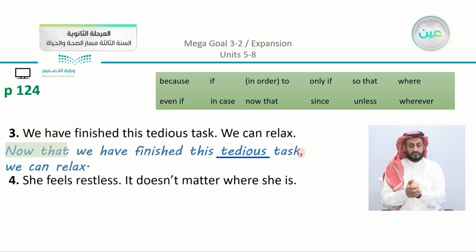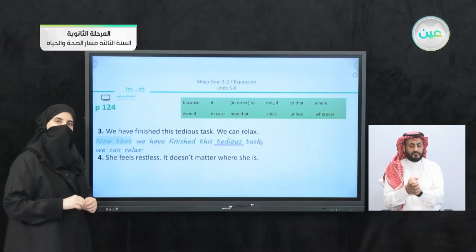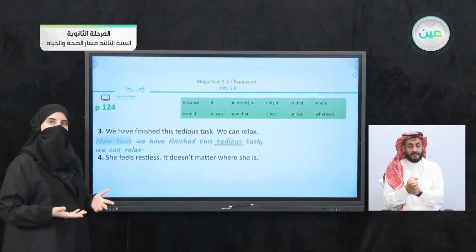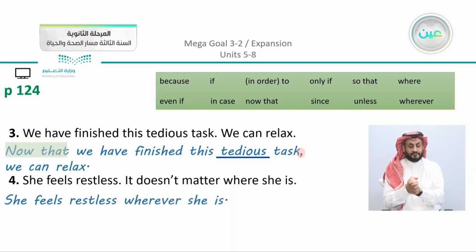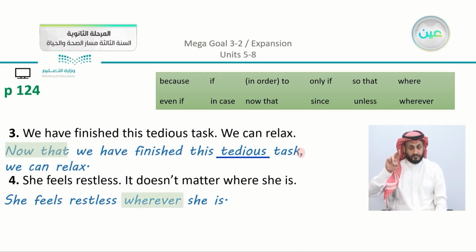We have number 4. She feels restless. It doesn't matter where she is. So there is a hint in this sentence because we have the word where. So we're going to say, she feels restless wherever she is. Now we just changed a little bit in the sentence, so we can use the conjunction wherever.